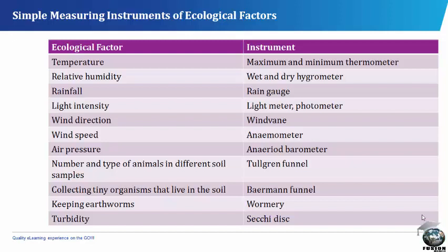For the air pressure, we have the aneroid barometer. For number and type of animals in different soil samples, we have the tall Tullgren funnel. For collecting tiny organisms that live in the soil, we have the Baermann funnel. For keeping earthworms, we have the wormery. For turbidity, we have the Secchi disc.